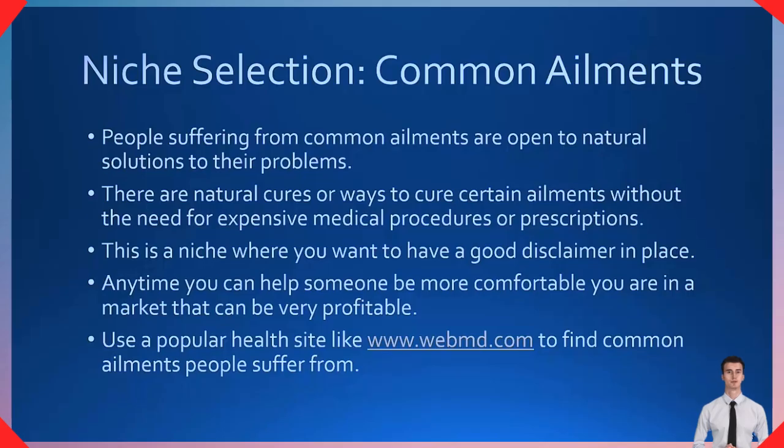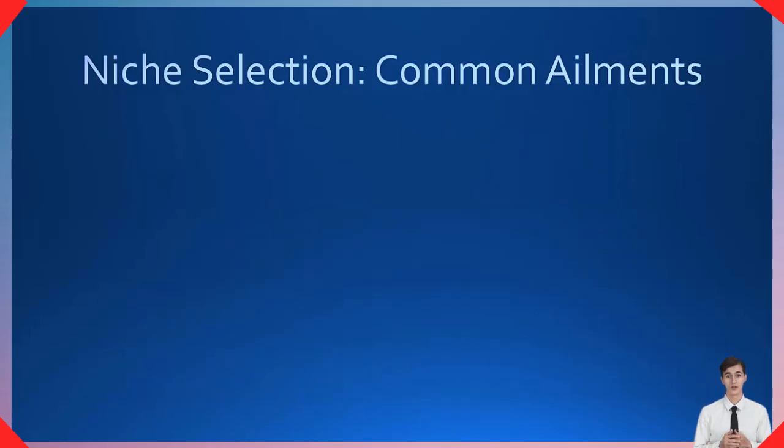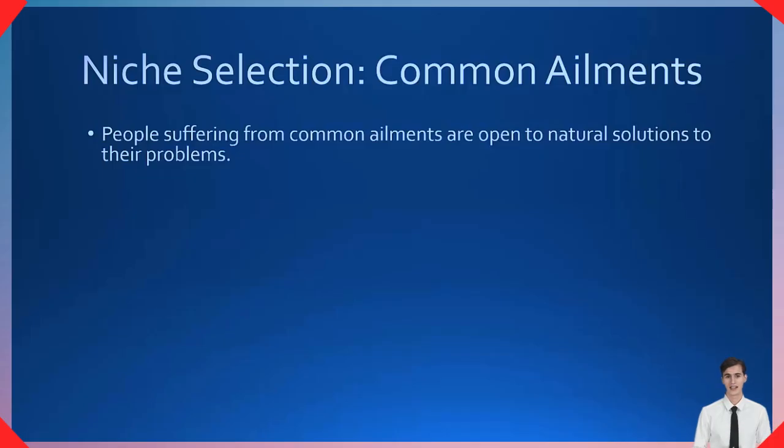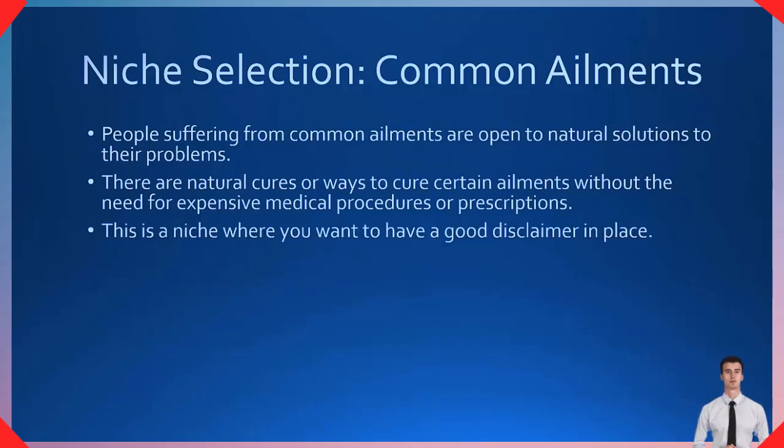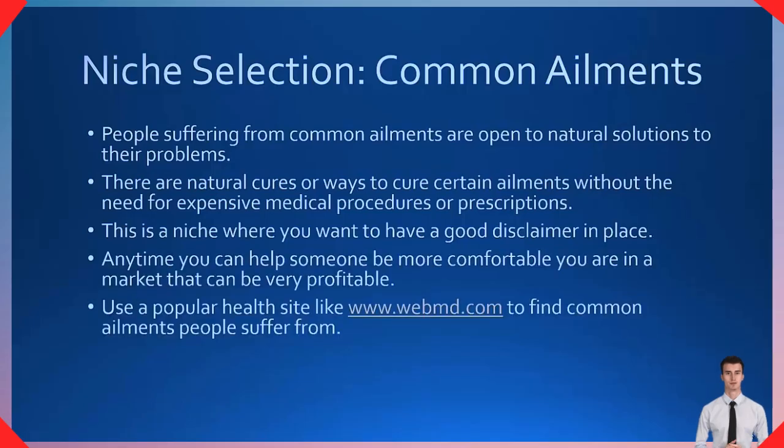So one thing you can do to start your search if you decide to look into common ailments is to look at the popular health site WebMD.com to find common ailments that people suffer from. People suffering from these common ailments are open to natural solutions to their problems. They are open and ready to find natural solutions to these problems. There are natural cures or ways to cure certain ailments without the need for expensive medical procedures or prescriptions. That's just a fact, and it's been known for quite a while. This is a niche, again, where you want to have that good disclaimer.